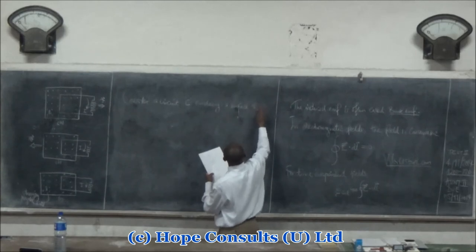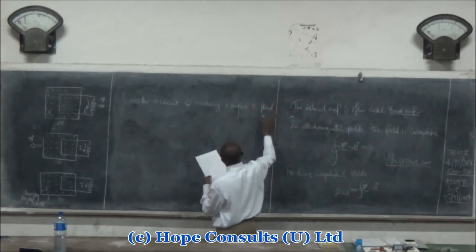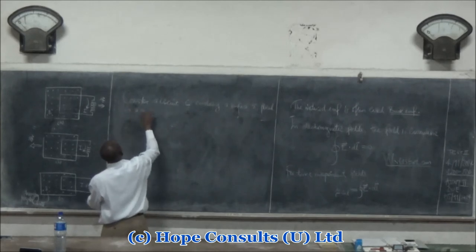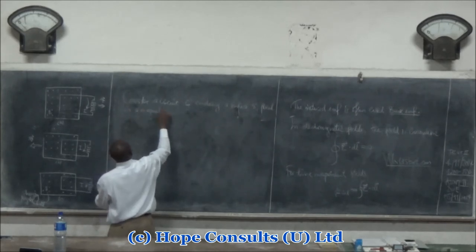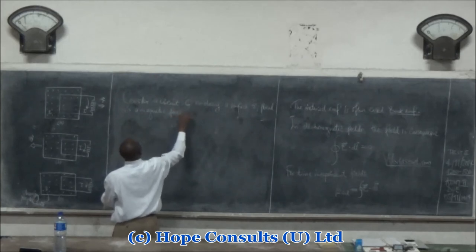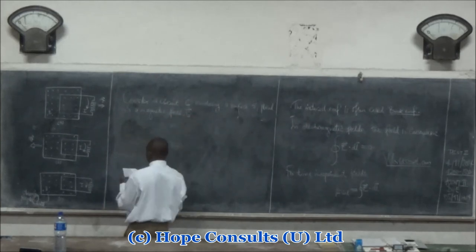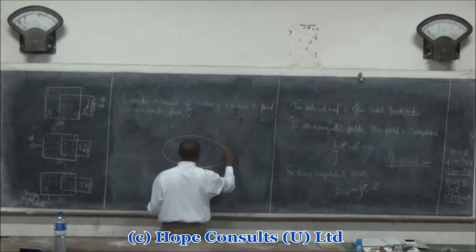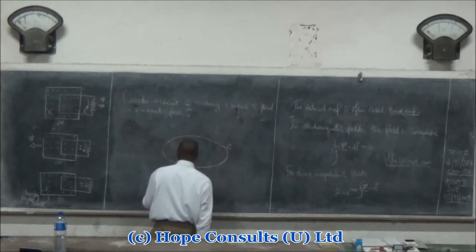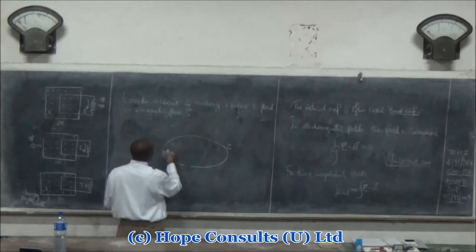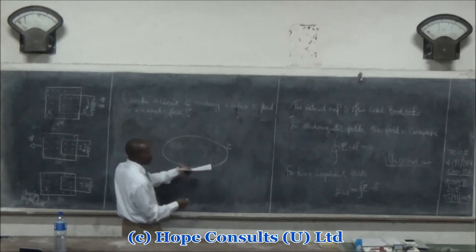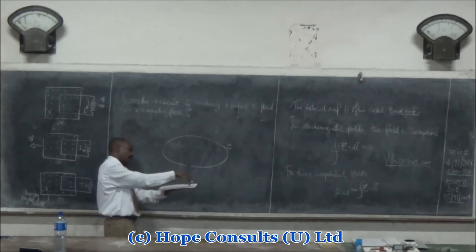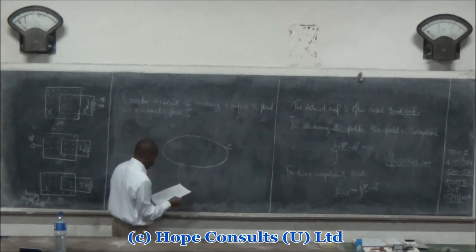Enclosed in a surface S, placed in a magnetic field B. So we have our closed path C, which is enclosed in this whole surface here. We have this surface, and we have our curve C, this one.